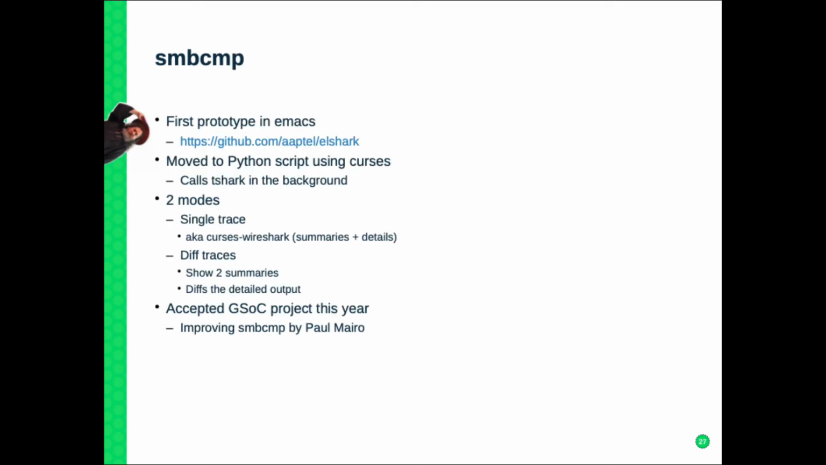So I first prototyped something in Emacs, which you can still get. But I thought people will find this more useful outside of Emacs. So I ended up writing a little Python script that would do what I said. This tool has a single trace mode, which is similar to Wireshark. You open one capture, you see all your packets and the details below. There's a diff mode, which opens two captures, and in the middle you see a diff of the packets. I proposed this as a Google Summer of Code project this year, and some student got interested. So we will probably see more improvements on this particular tool over the summer.